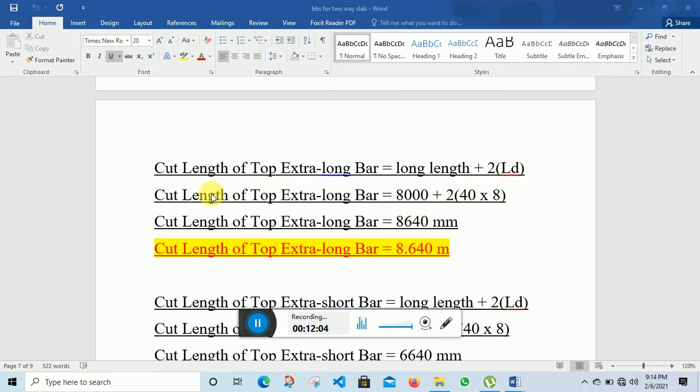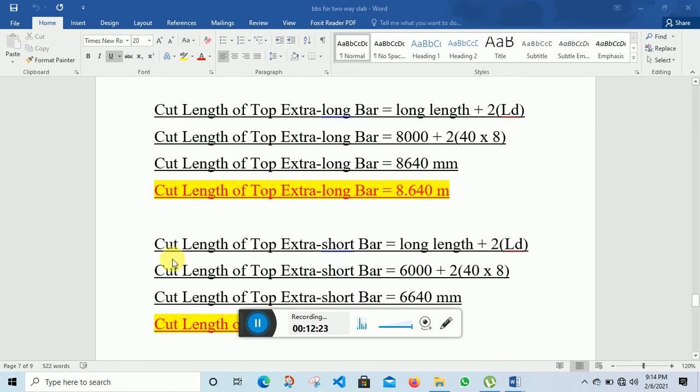The diameter of the top extra long bar is 8 mm, so I multiply this by 8. Okay, 40D, so 40 multiplied by dia. So I will get this and this. In millimeter, when I divide this by 1000, we will get the cut length of top extra long bar in meter, 8.640.